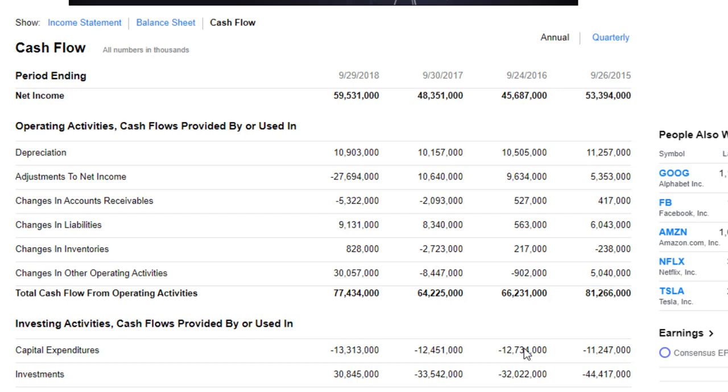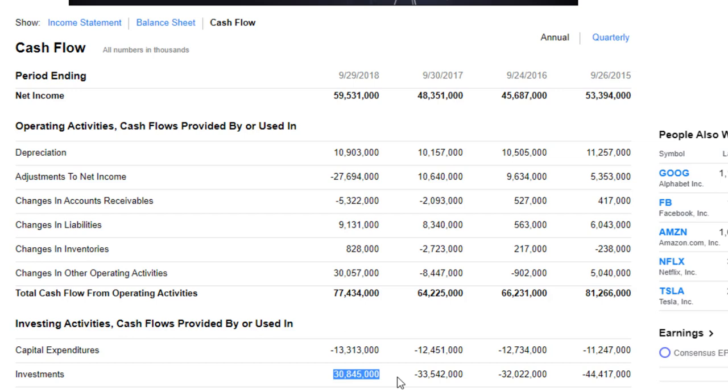Then we have the investments. The investments part of the investing activities is basically the number that shows us how much money Apple made or spent on its investing activities. If it were a negative number, that would mean Apple spent more on the investments than it made from them. The fact that this is a positive number, $30.8 billion, means Apple made more money from the investments or from dividends from other companies than it actually spent.